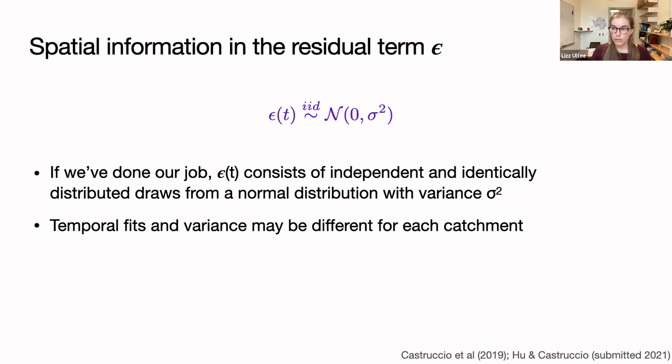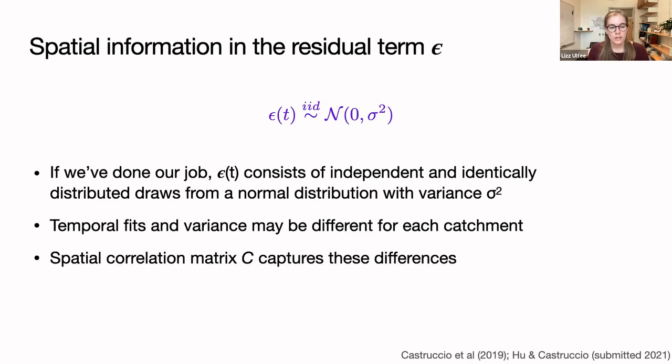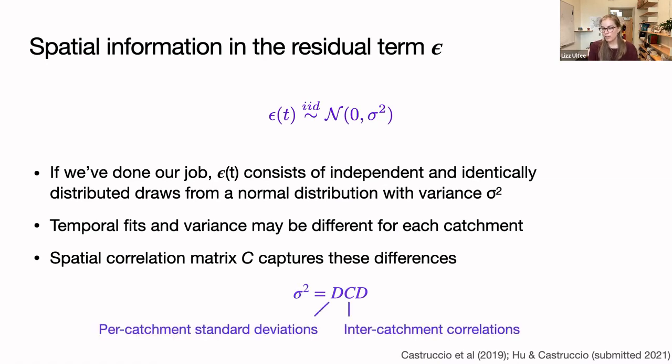So I mentioned that we've done this for 200 catchments around the Greenland Ice Sheet. The spatial correlation matrix C captures these differences in catchment level fits. So the variance sigma squared includes a component of per catchment standard deviations, as well as intercatchment correlations. And if you're interested in these methods, I would encourage you to look for much more detail at these papers I've cited below. So now the per catchment standard deviations are what we can see from what we've already fit. Now we would like to look at the intercatchment correlations, which is going to give us the spatial information that relates catchments to one another.